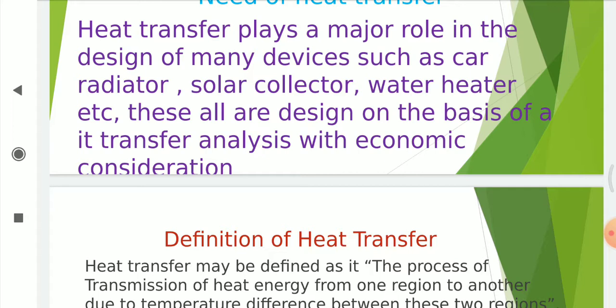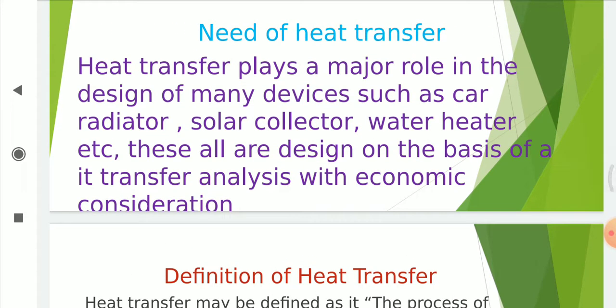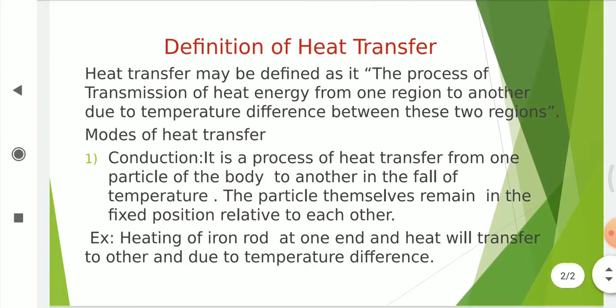Say one more example, construction of a building. Before constructing any building, we must know the heat transfer rate of cement, brick, steel, etc. Then again, considering the economic aspect, the material should be available cheaply and easily, and that material should transfer heat very economically. This is nothing but the need of heat transfer.